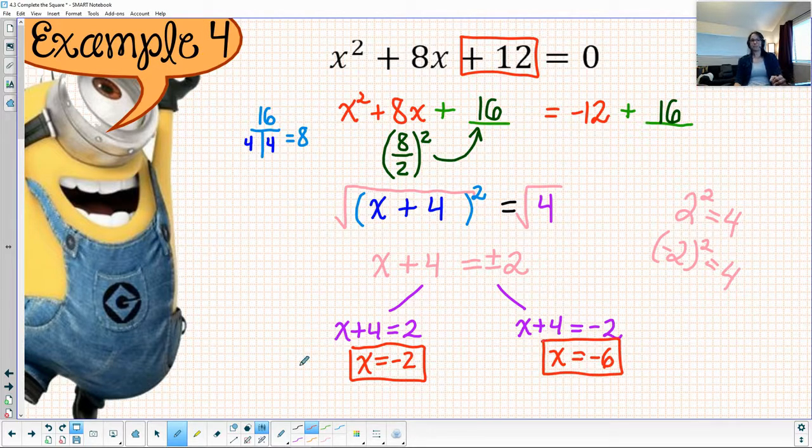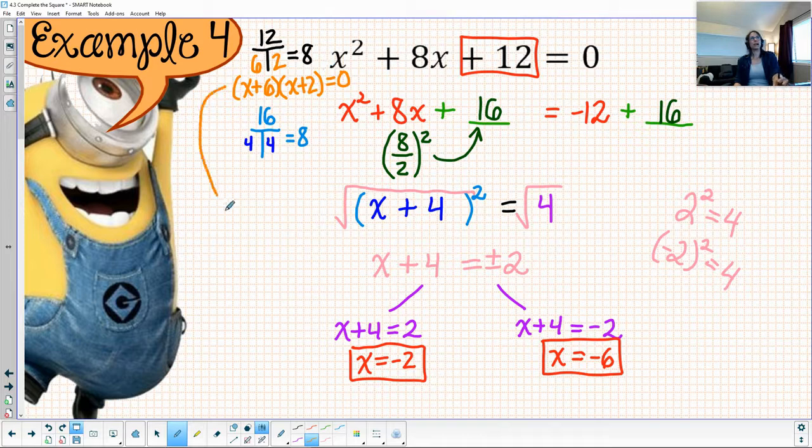Here's the thing. This took a lot of work, but it was friendly. What if you tried to factor from the very beginning before completing the square? Well, what would multiply to 12 and add to 8? 6 and 2. I feel like I've seen those numbers before, because if I try to factor, oh, well, look at that. I get the exact same answers.